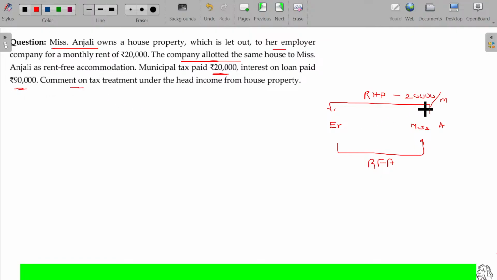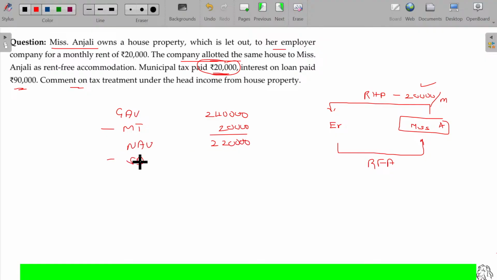Comment on the tax treatment. Though Miss A resides in her own home, she resides not in the owner capacity but in the employee capacity. So income from house property will automatically be applicable here. GAV is 20,000 rupees per month into 12 months, 2,40,000, minus municipal tax of 20,000 rupees, which I assume is paid by Miss A herself. So 2,20,000 is the NAV, minus standard deduction 30%, 66,000.